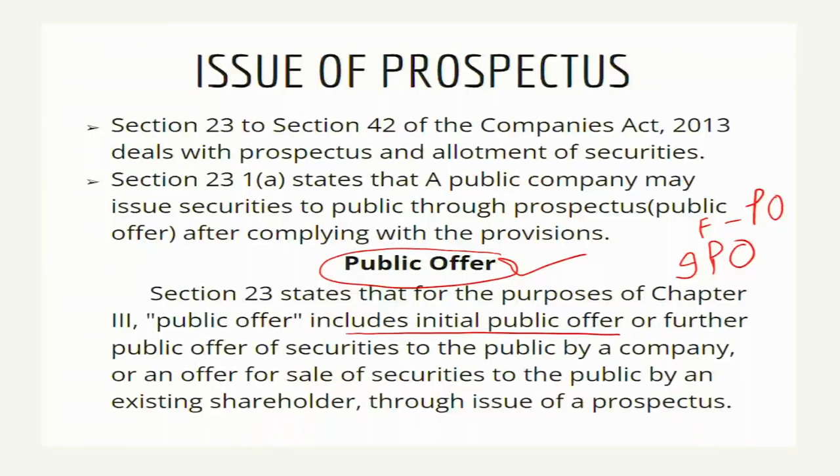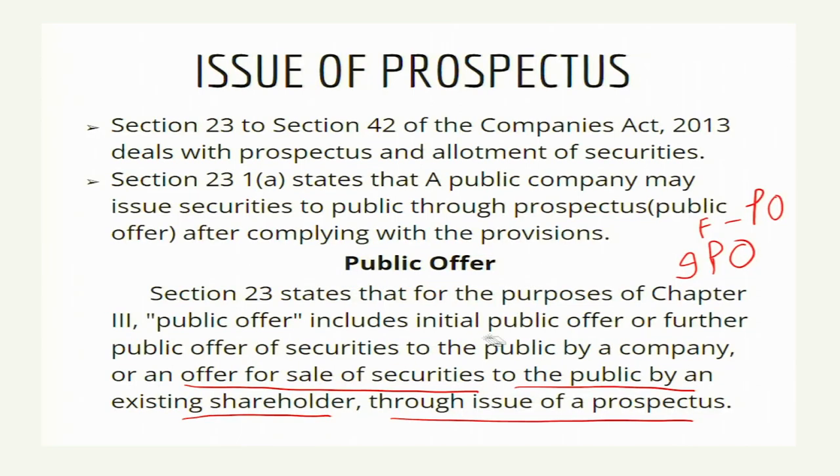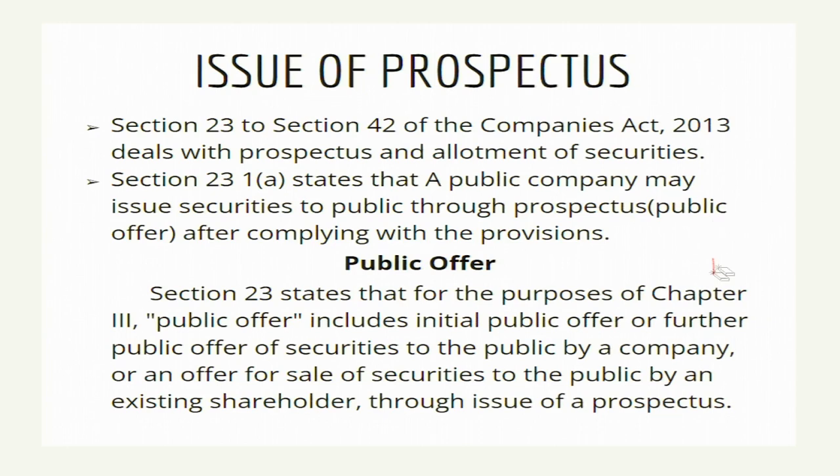So, further public offer is an offer of securities to the public by a company, or an offer for sale of securities to the public by existing shareholders through the issue of a prospectus. There are many ways to issue securities: IPO, FPO, rights issue, bonus issue, so many types. But here, from your knowledge point of view, IPO and FPO are the terms referring to the issue of securities by companies.